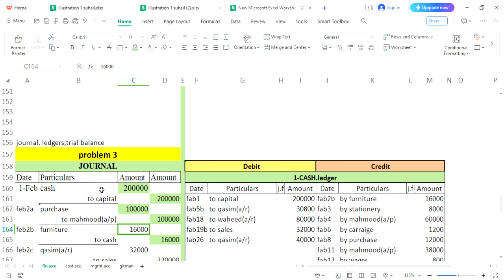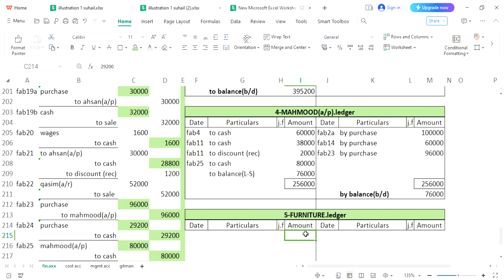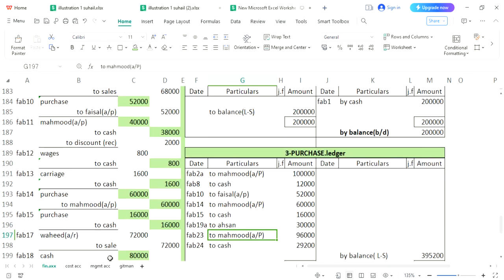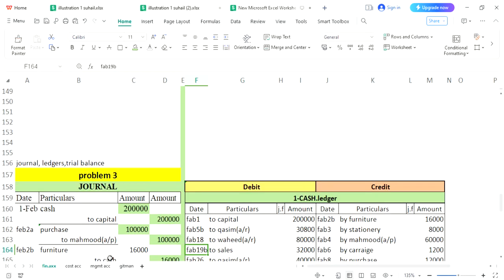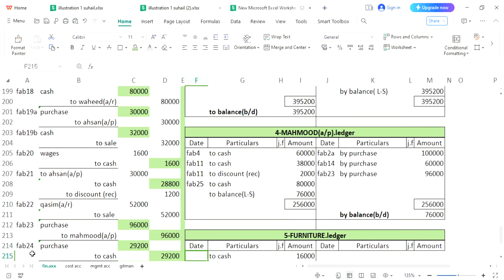The first entry for furniture we have seen, it is debited by 16,000. We will choose the same debit side and write 16,000 in the amount column. See, 16,000. Making the furniture ledger, cash is written on the opposite side, so this cash will be used as the reference. To cash you will be writing it as the reference. Cash is written in the reference. For 16,000, what was the date? You can see over here, February 2nd. Come down and write down February 2nd in the date.